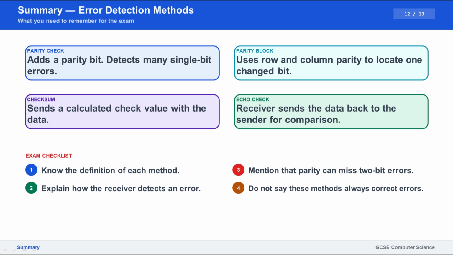For the exam, focus on what each method does and what its limitation is.